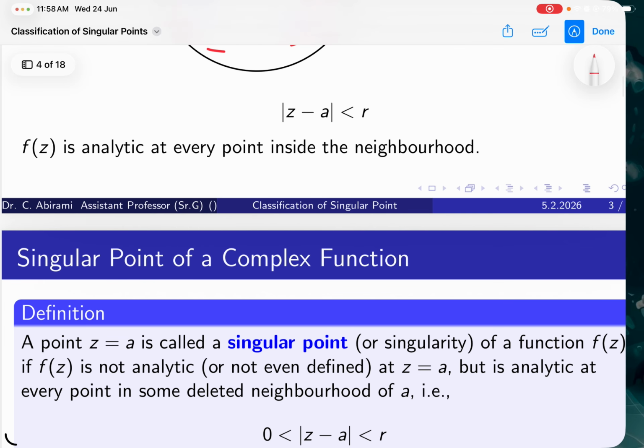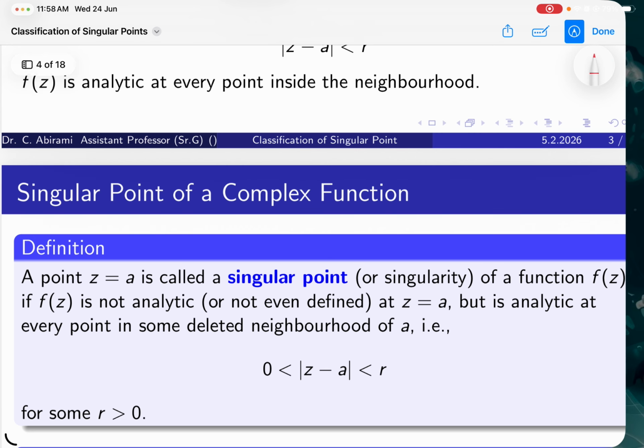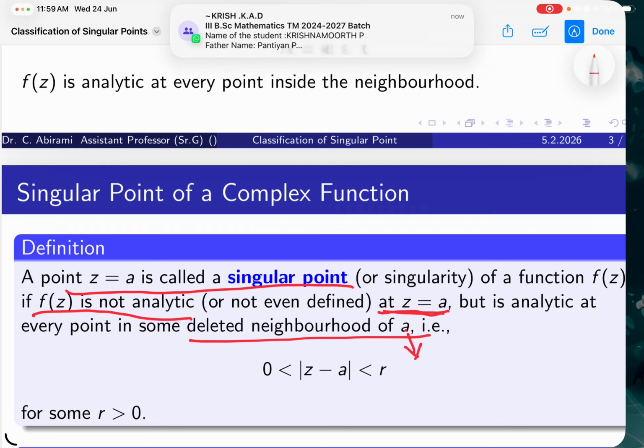Next we talk about singular point of a complex function. A point z is equal to a is called a singular point of a function f of z, or singularity of the function f of z, if f of z is not analytic at the point z is equal to a, but it is analytic at every point in some deleted neighborhood of a. So at that particular point the function is not analytic, but if I construct a small circle around the point, the function is analytic. Deleted neighborhood of a means the point a is not included in the neighborhood.